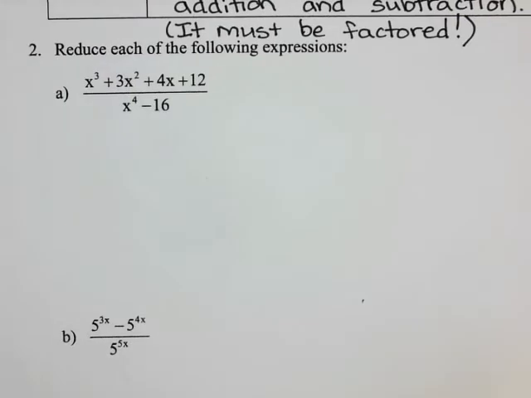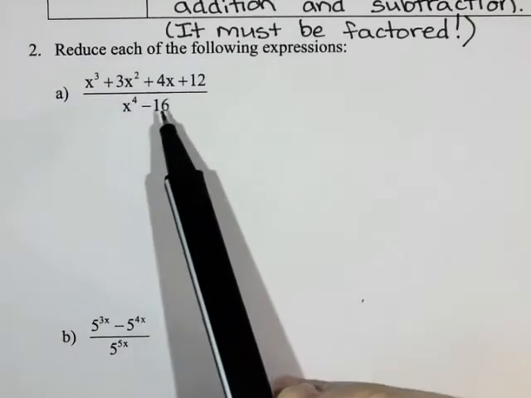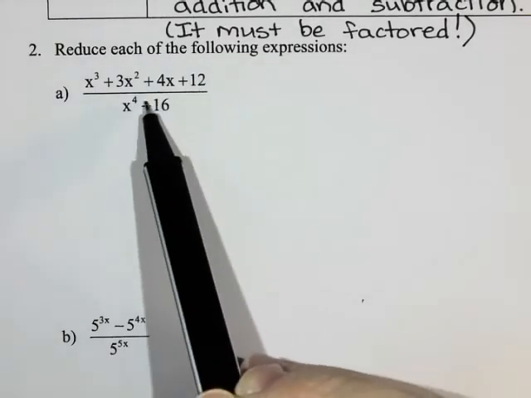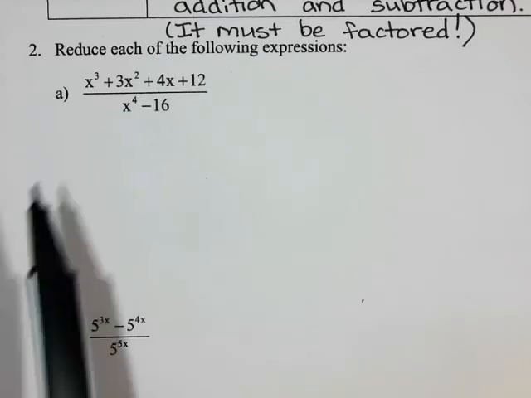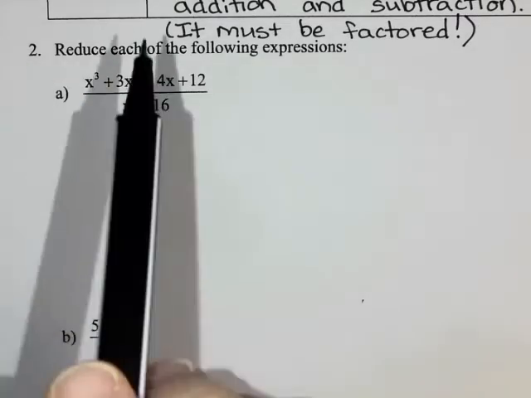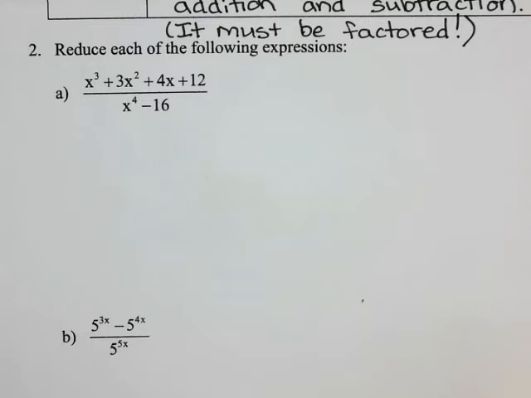It says reduce each of the following expressions, and our first expression is x cubed plus 3x squared plus 4x plus 12 over x to the 4 minus 16. So I can't reduce like the 16 and the 12 because I have subtraction and addition in those expressions. In order to reduce, it has to be factored. If we don't have brackets being multiplied by each other, we cannot reduce. So our first job is to take this and factor.